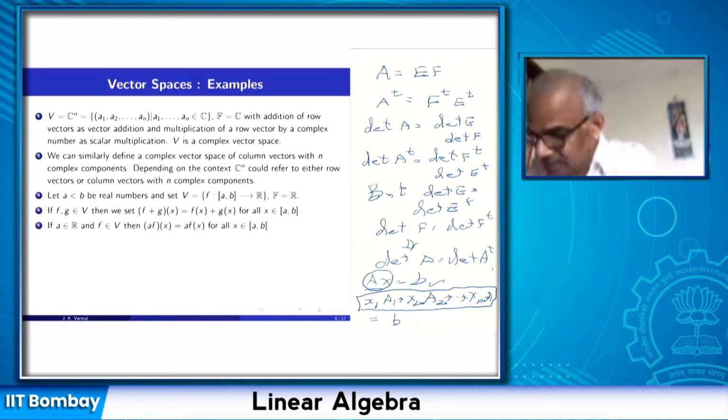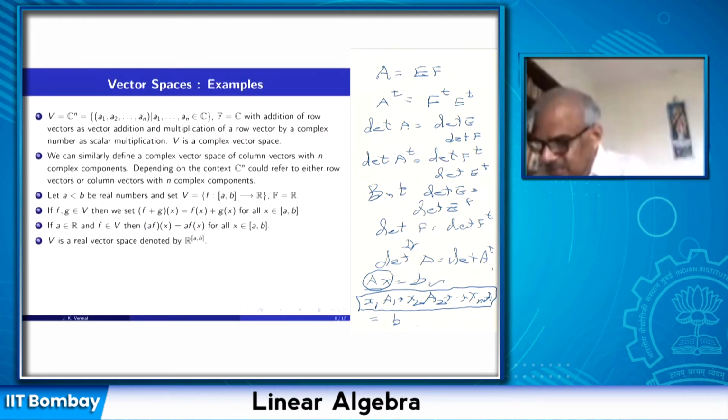How do we do scalar multiplication? Well, take a scalar a and take a function f, then a times f is another function, and a times f operating on a real number x from this closed bounded interval is equal to a times f(x). This is again a function. This is the scalar multiple of f. So we have defined addition of functions and scalar multiple of a function, and the field of scalars is real. You can check that the 8 axioms for addition and scalar multiplication are satisfied. So this becomes a real vector space, and this is denoted by R[a,b].